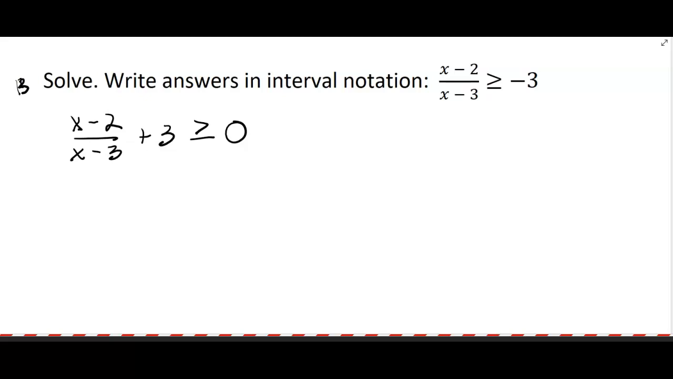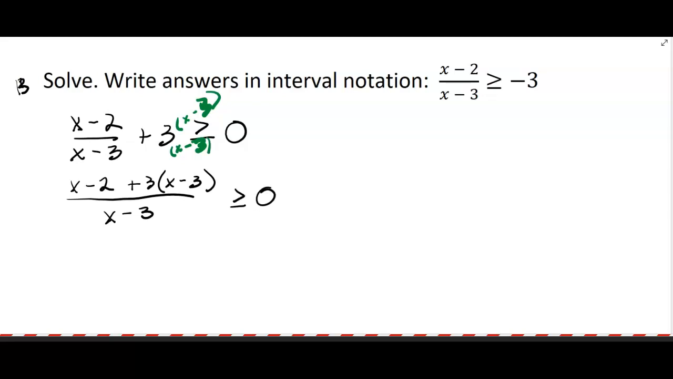Anyway, you add the 3 over because you have to set it to 0, but then you have to get a common denominator. So you have x minus 2 over x minus 3, and you're going to add 3 times x minus 3. Now, why is that? Because you're multiplying by x minus 3 over x minus 3. That's a 3, not a 4. Okay, and that's to get that common denominator. All right, and this is greater than or equal to 0.